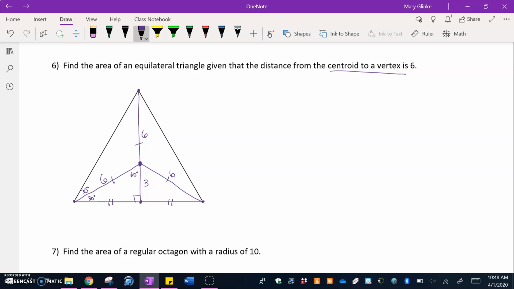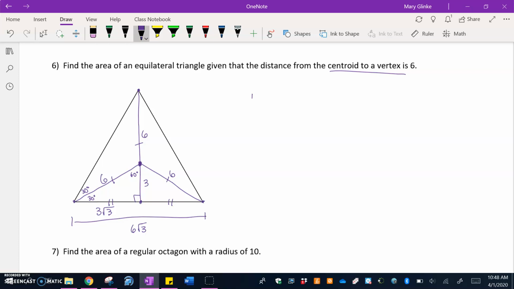So now I have a 30, 60, 90 triangle, which means that this distance down here across from the 60 degrees is going to end up being 3 root 3, which makes my entire side here 6 root 3. And so that would be the side of my equilateral triangle.